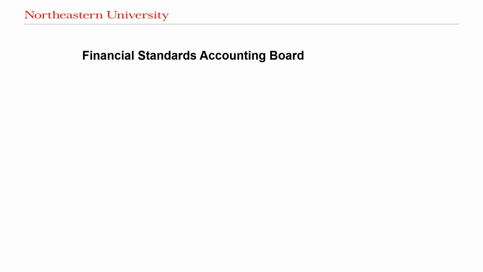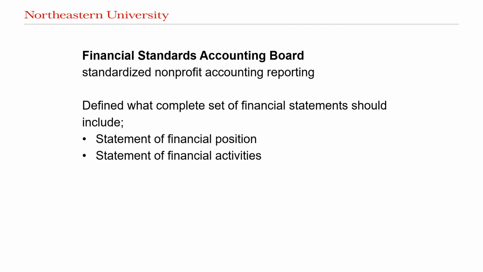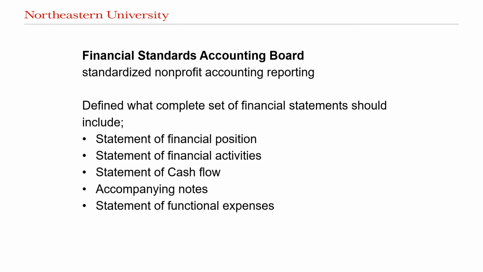The Financial Accounting Standards Board has standardized nonprofit accounting reporting. And among many other things, it's defined what a complete set of financial statements should include. And you'll be pleased to know you already know many of them, and by next week, you'll have learned all of them. They consist of the statement of financial position, the statement of financial activities, the statement of cash flow, accompanying notes, and the statement of functional expenses.